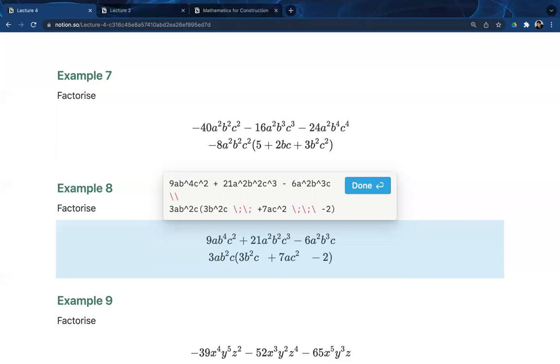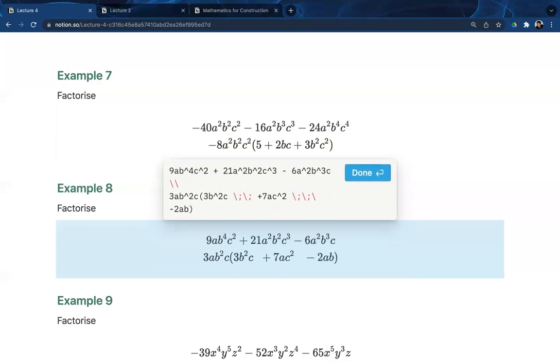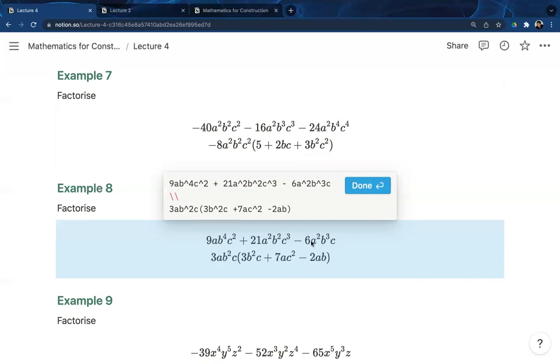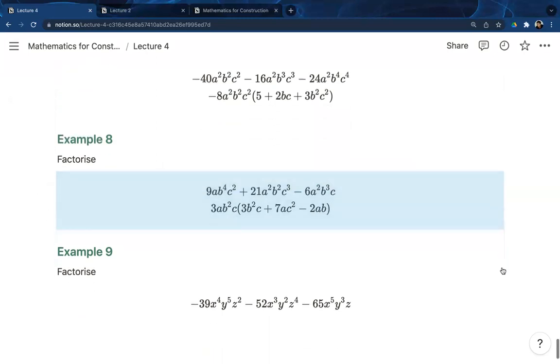3 by 2 is 6. And I need an AB, because I'm looking at what I have and what I need. So A by A is A squared. B by B is B cube, and C by 1 would be C. So that's 8 there.